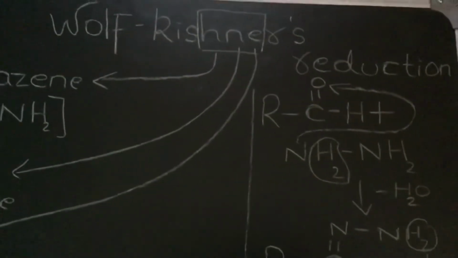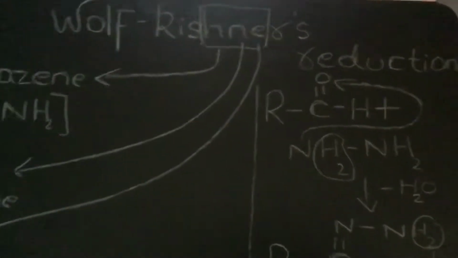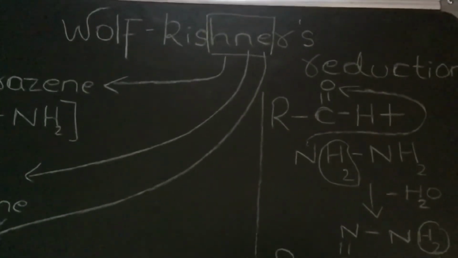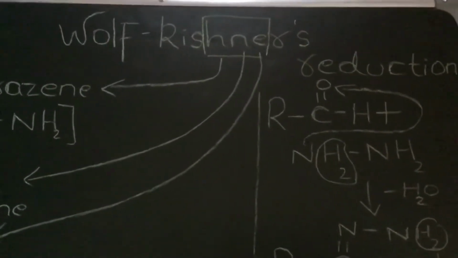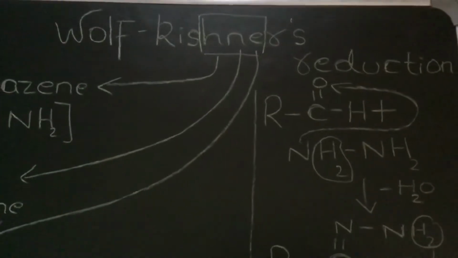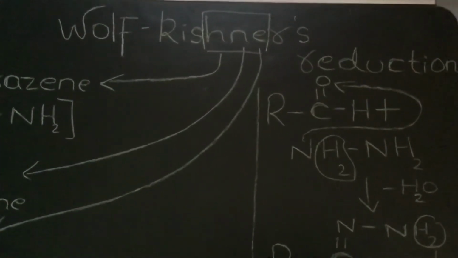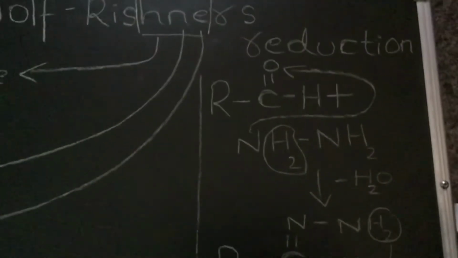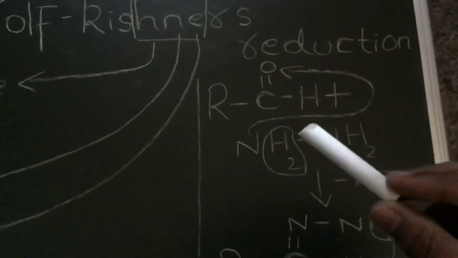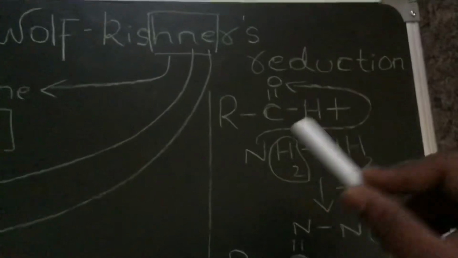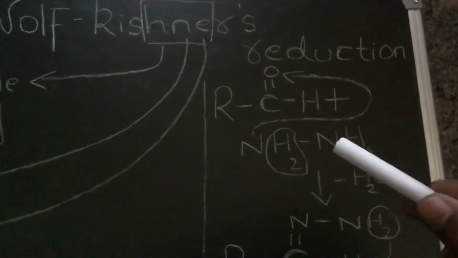So today I'll be teaching you a really simple trick on how to remember the Wolff-Kishner reduction, which is a chemical reaction for aldehydes, ketones and carboxylic acids. We know that it is for the reduction of aldehydes to alkanes, but we often forget to write the reagents to be used in the reaction.